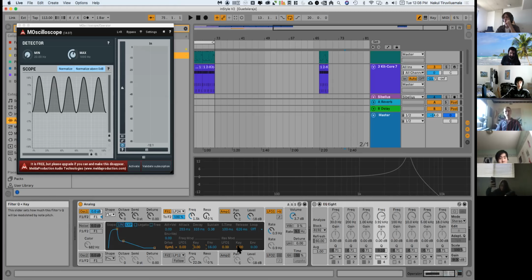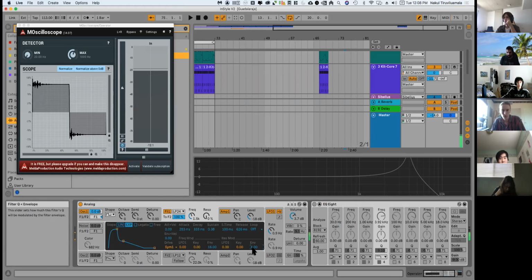Resonance mod. Well, it sets how much the filter's Q will be modulated by note pitch. So the sharpness of the filter. Let's turn this up all the way. Let's actually turn on the LFO. Interesting.